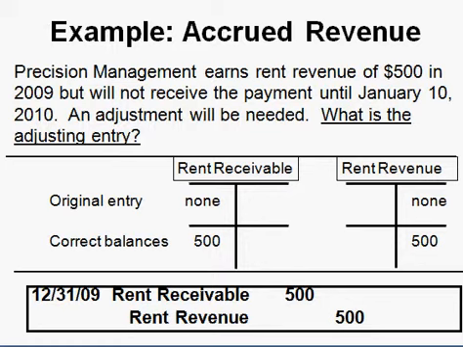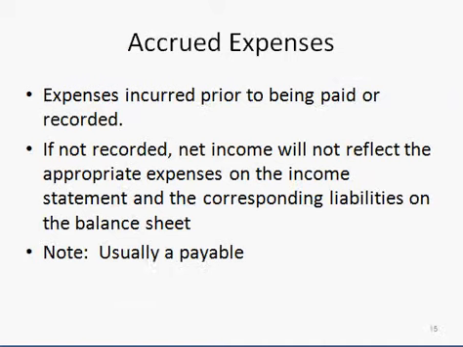Now, on January 10th, when this is paid, what would be your entry? Think about it for a minute. What we would do is we would debit cash for $500 because we actually do have cash coming in then, and then we would credit rent receivable. So the receivable account is really just kind of like a holding account for money that's going to be coming in at a later date.